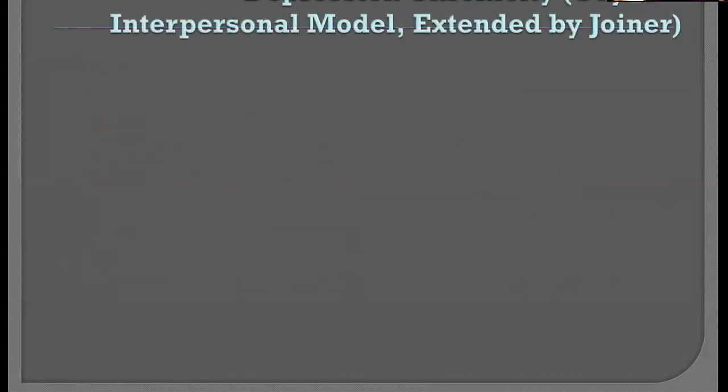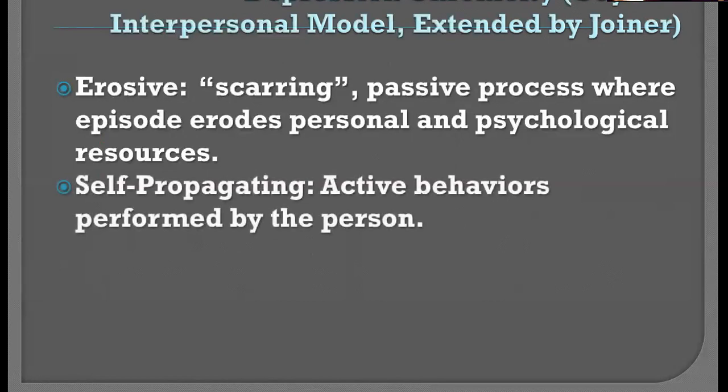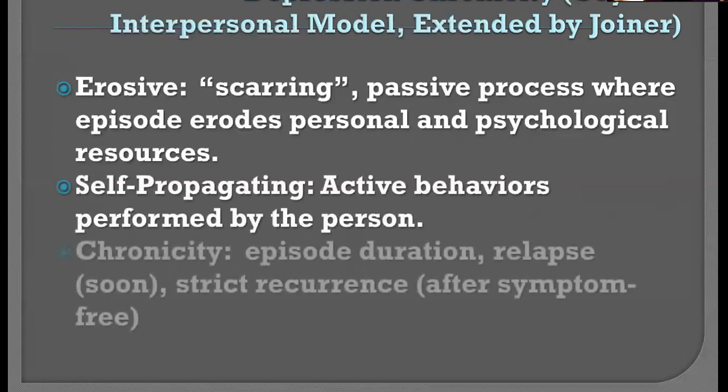All right. So all of this was extended by Joiner in a really nice article called Depression's Vicious Cycle. For you guys' knowledge, Tom Joiner is up the road at FSU. He proposes two rough types of processes that contribute to depression, in terms that are self-propagating and erosive.